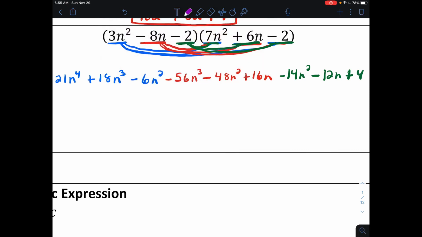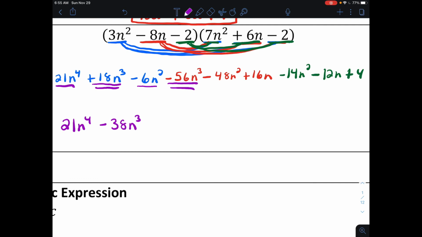Now we look to combine our like terms. Well, I have 21n to the 4th with nothing to combine it with, so we have 21n to the 4th. We're going to go look at our n to the thirds. I have 18. I have negative 56. There's nothing else to combine with. That leaves us with negative 38n to the thirds.